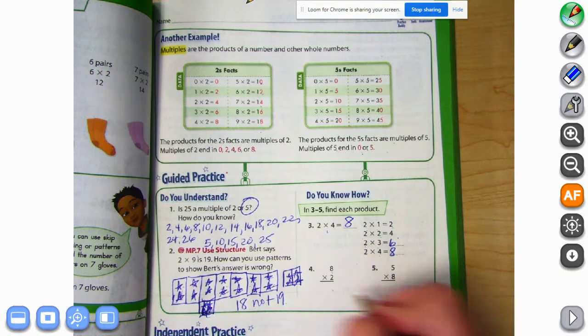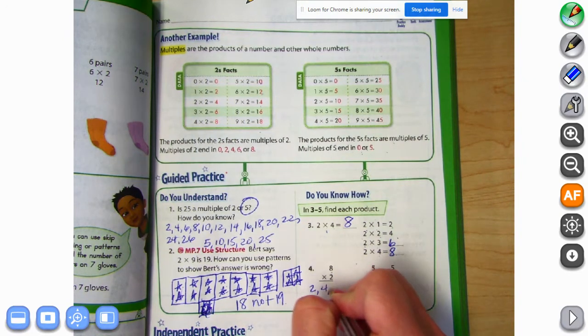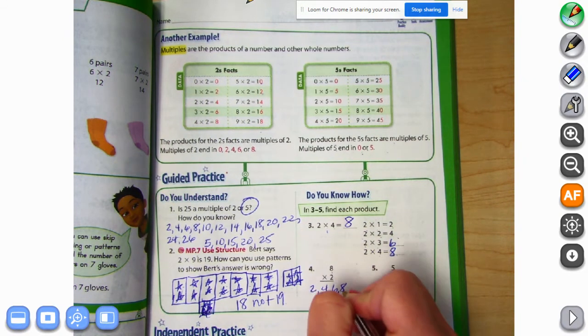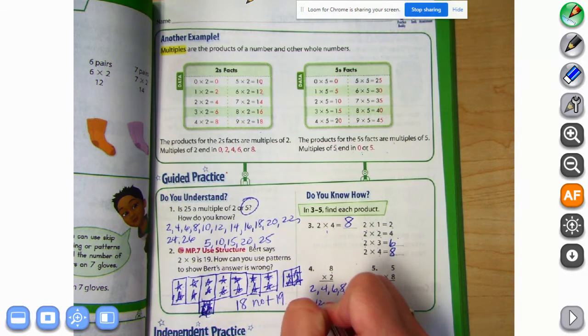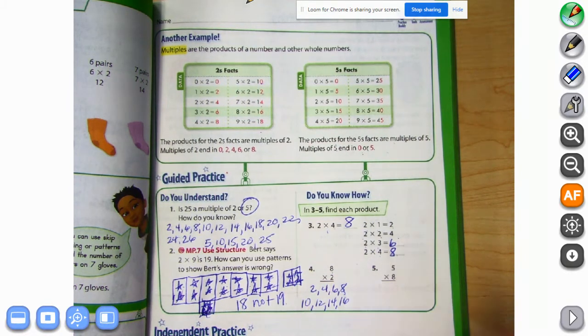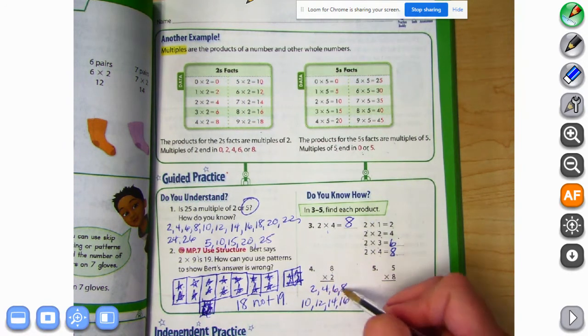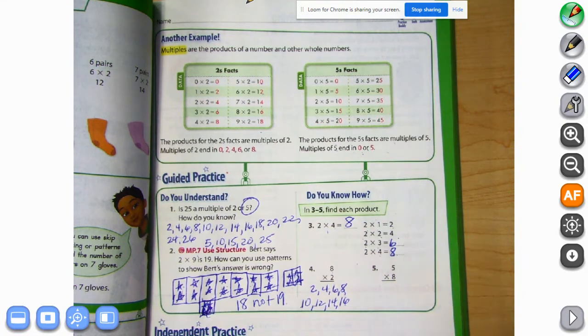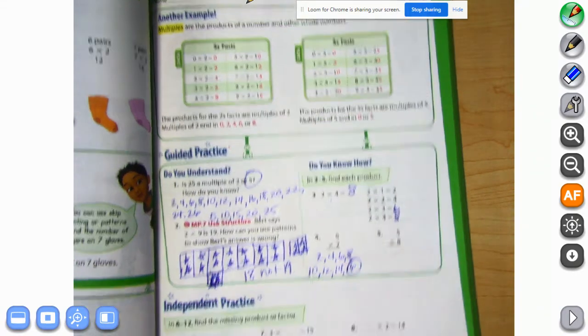Let's do 2, 4, 6, 8, 10, 12, 14, 16. Let's see if that was 8 times. 1, 2, 3, 4, 5, 6, 7, 8. So it would be 16. All right.